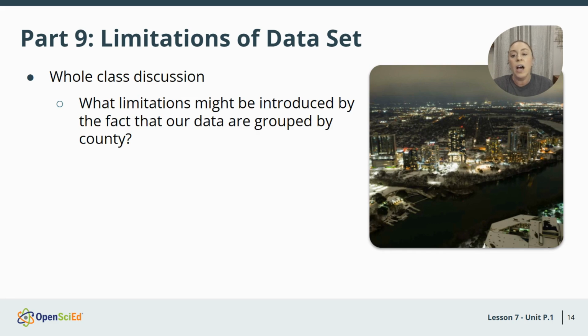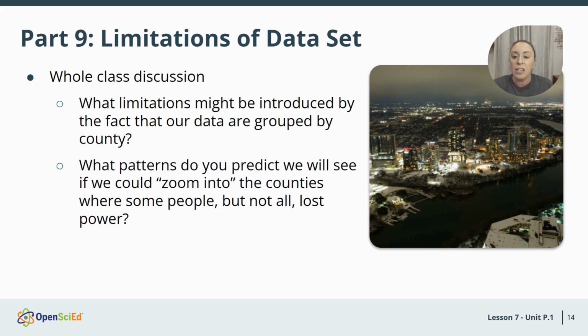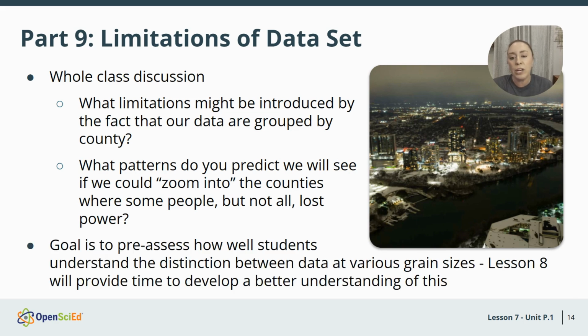And so we have questions like what limitations might be introduced by the fact that our data is grouped by county, as well as what patterns do you think we would see if we could zoom into these counties? And this is an image of what one of those zoomed-in counties might look like. And the goal here in this conversation is to pre-assess how well students understand the distinction between data at various grain size. A larger grain size like a county versus a smaller grain size like a neighborhood.